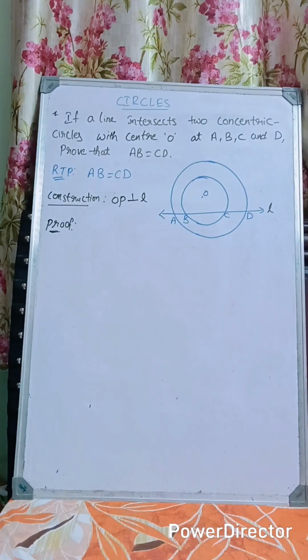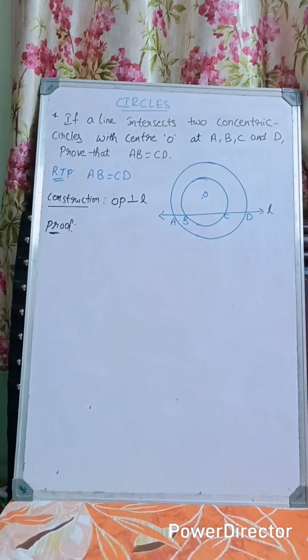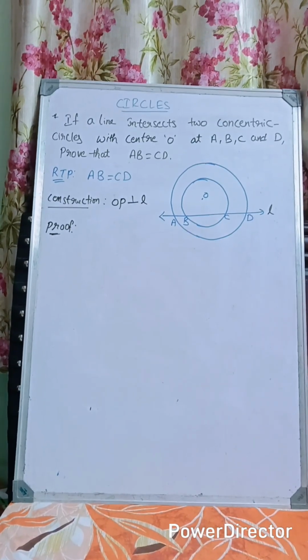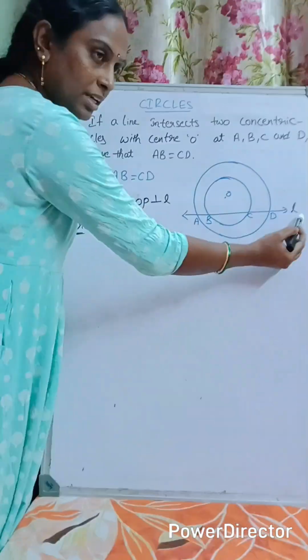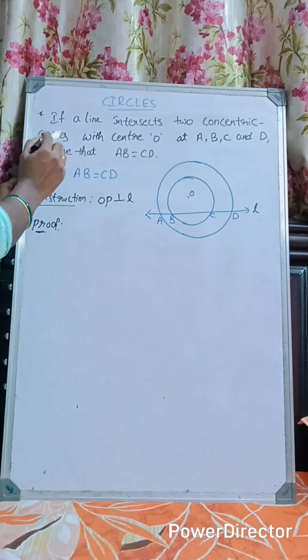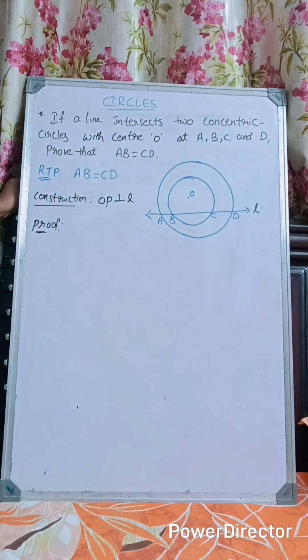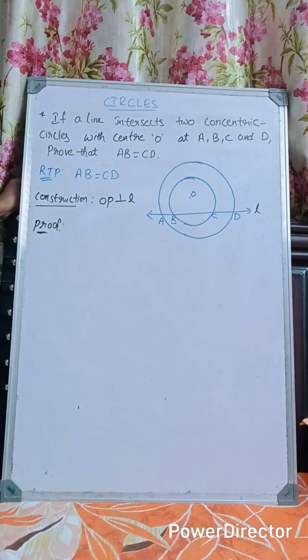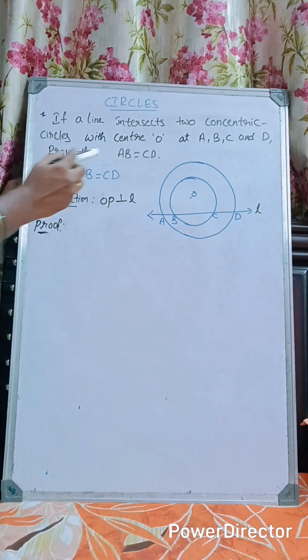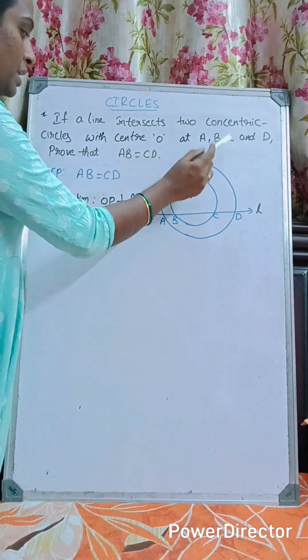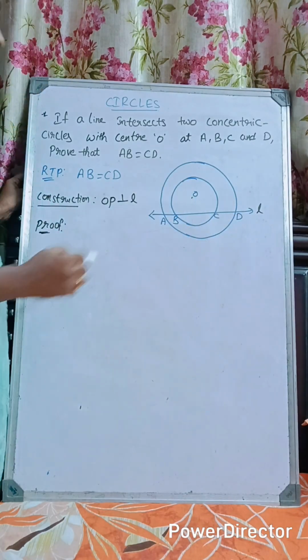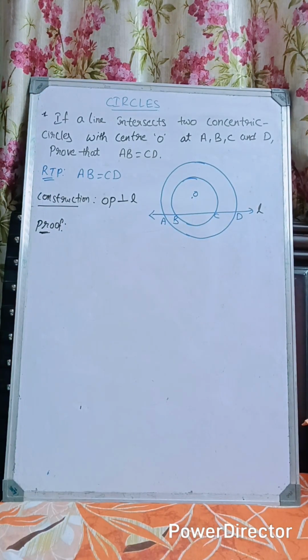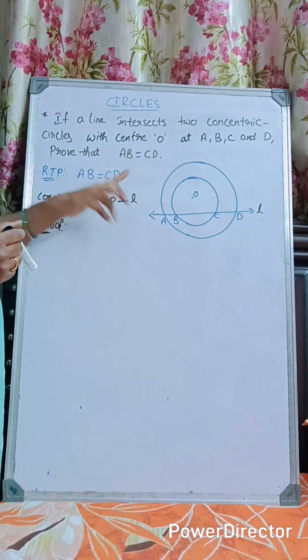Let's see one more important question. If a line intersects two concentric circles with center O. What is that line here? L is the line, which intersects two concentric circles. What is the meaning of concentric circles? They have the same center. Okay. At center O, at A, B, C, D, prove that AB length will be equal to CD length. That is what we are required to prove. So, as we have written here, we are required to prove AB is equal to CD.